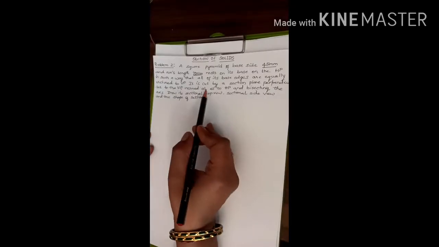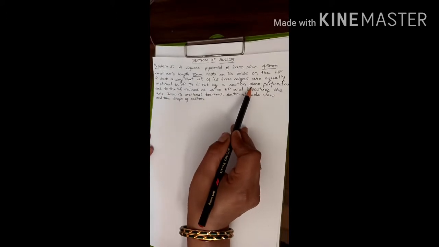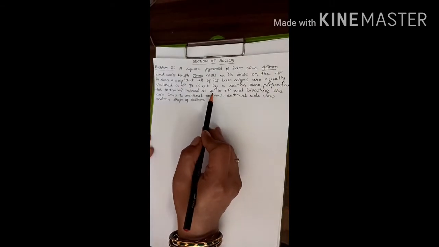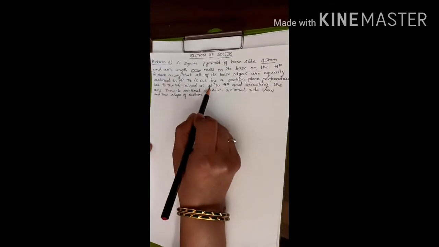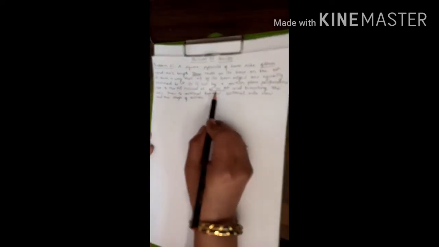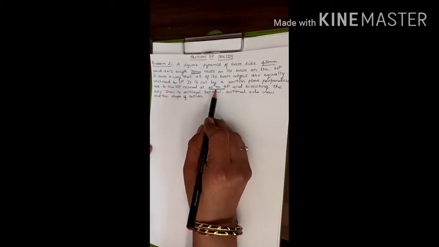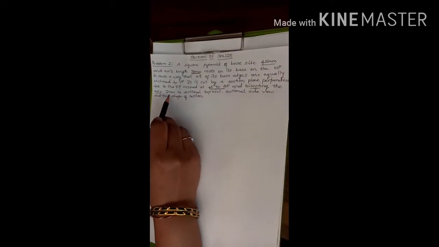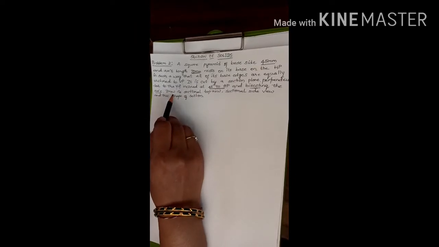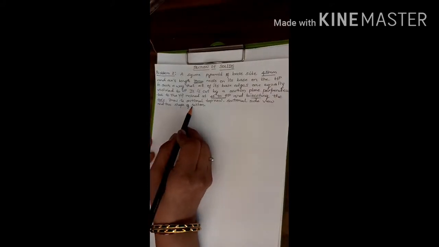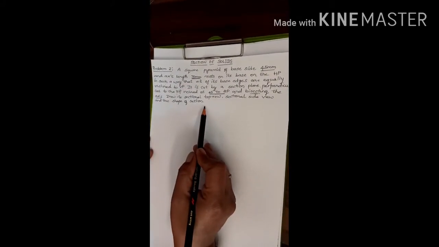The second part of the statement is, it is cut by a section plane perpendicular to VP, inclined at 45 degrees to HP. The section plane is inclined at 45 degrees to HP. This is the third data. And it bisects the axis. These are the things we need to find out: its sectional top view, sectional side view and true shape of section. So these are the given data in the problem.